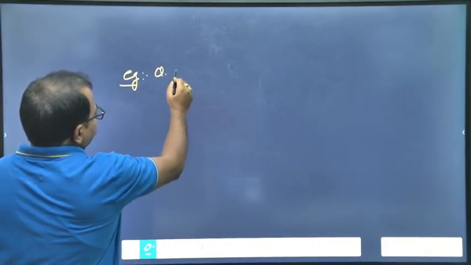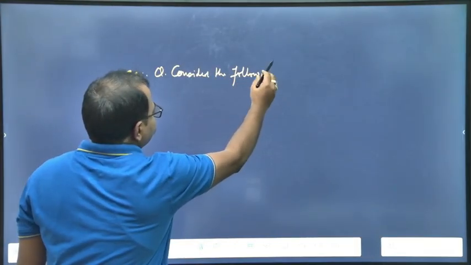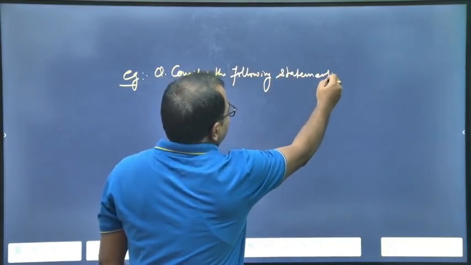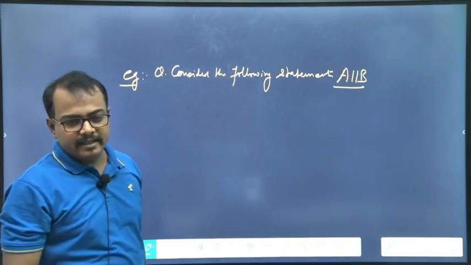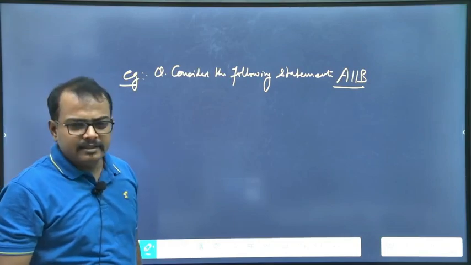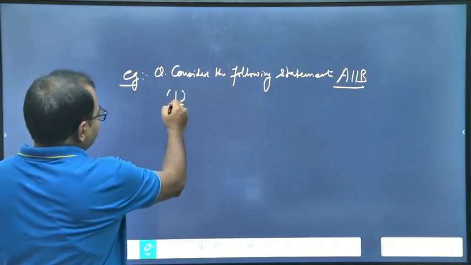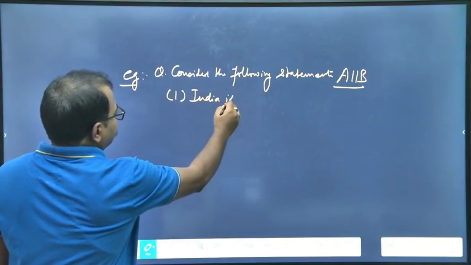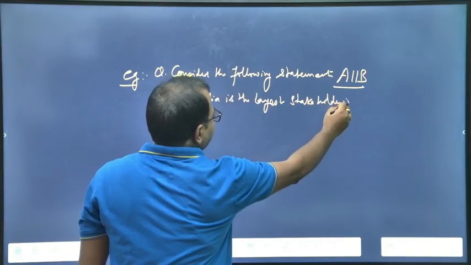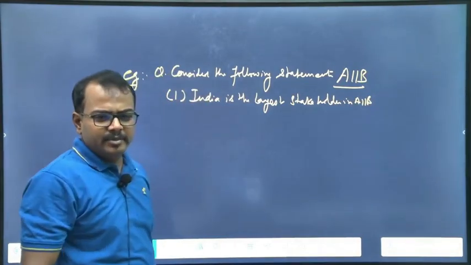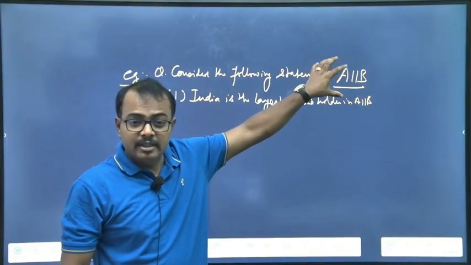The question says: consider the following statements with regard to AIIB, the Asian Infrastructure Investment Bank. And here are a few statements they gave. Statement number 1 says that India is the largest stakeholder in AIIB. This is an international bank in which multiple countries are members.